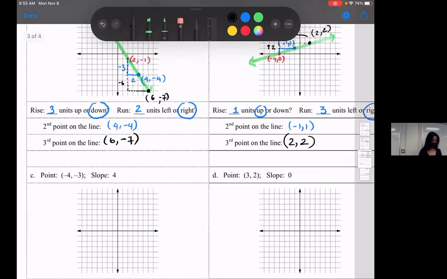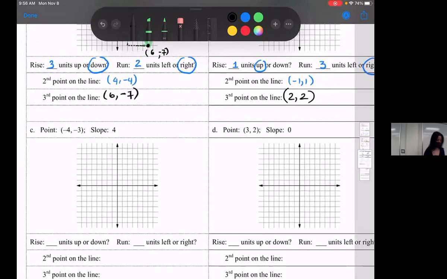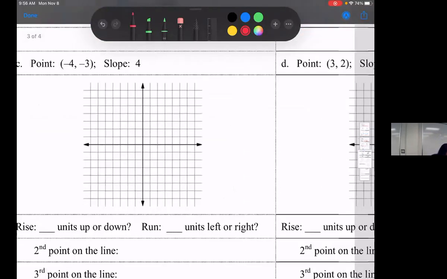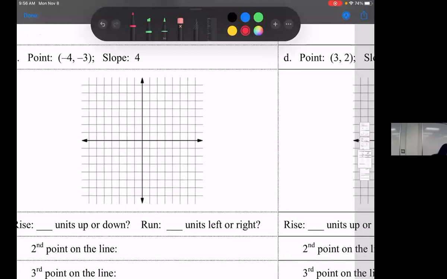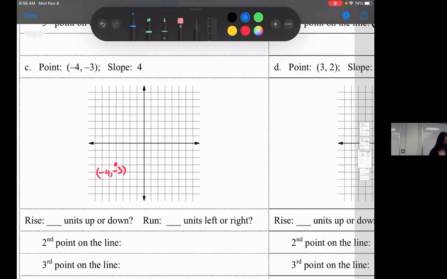All right, C. I'm gonna let you do D on your own, but let's do C together. One last one for this section. -4, -3, that will be quadrant three. -4, so go left 4, 1, 2, 3, 4, go down 3, 1, 2, 3. I have to be careful because sometimes I eyeball it wrong. -4, comma, -3. And then from there, the slope is 4, can I put 4 over 1? Yeah, so that'll be rise over run.